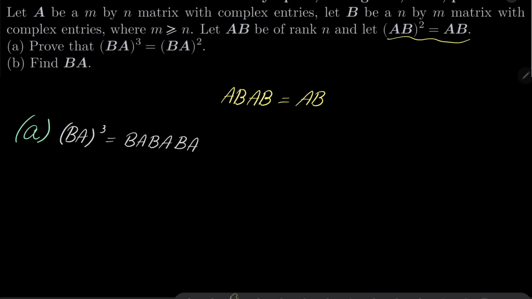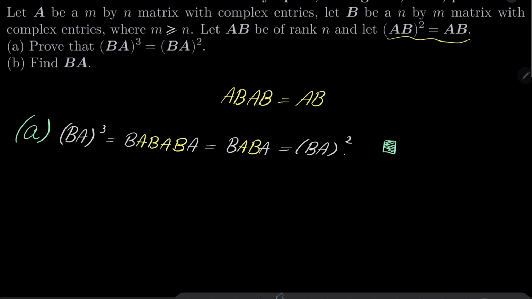Alright, and notice that this part, AB, AB, well, by assumption, it can be replaced by just AB. Maybe I will write it in yellow. BA, B, A, B. AB times AB is the same as AB. Well, what is BA, BA? It's (BA) squared, which closes the proof of part A. Very straightforward.